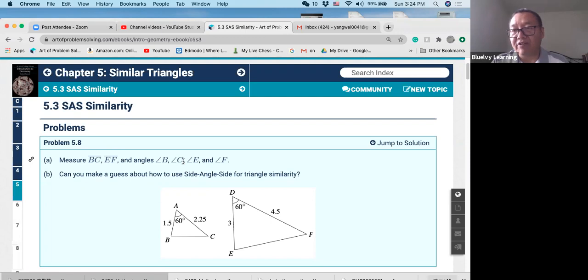That should have the same degree for that angle. Then these two triangles are similar. If those two pairs of sides have the ratio equal to 1, that is equivalent to SAS in congruent triangles. But here we don't require that ratio to equal 1. We only require that the ratio is a constant number.